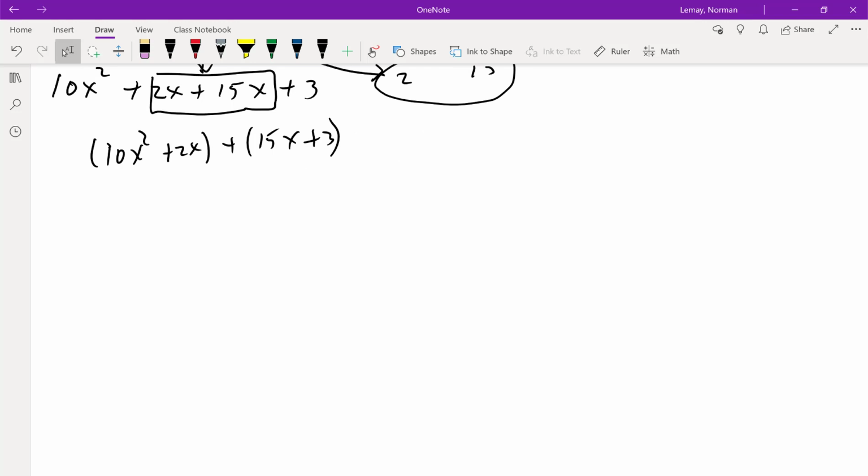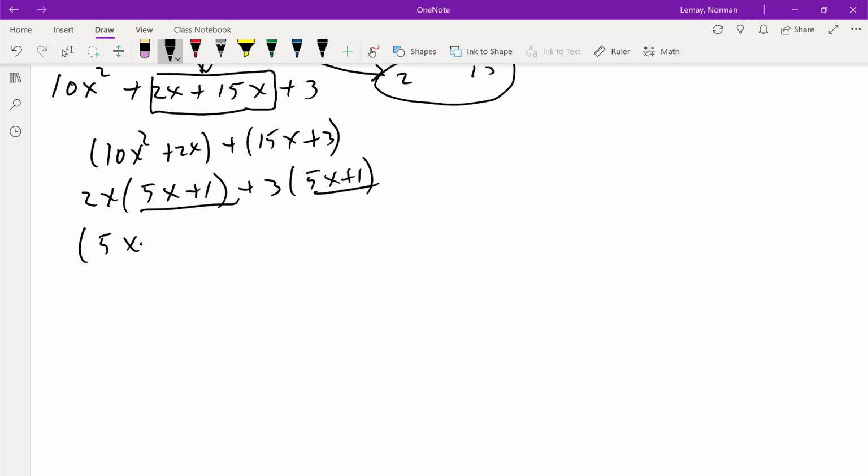So here, the greatest common factor, I get a 2x. So here I get a 5x plus 1, plus, and then I factor out the greatest common factor here, which is going to be 3. So I get 5x plus 1. And again, 5x plus 1 is common, so I pull that out. And then notice I'm left with 2x plus 3. And there it is.